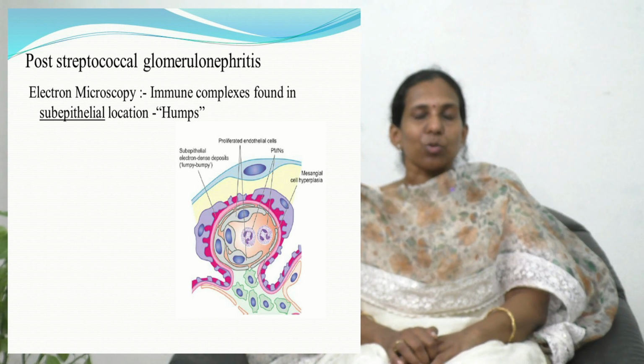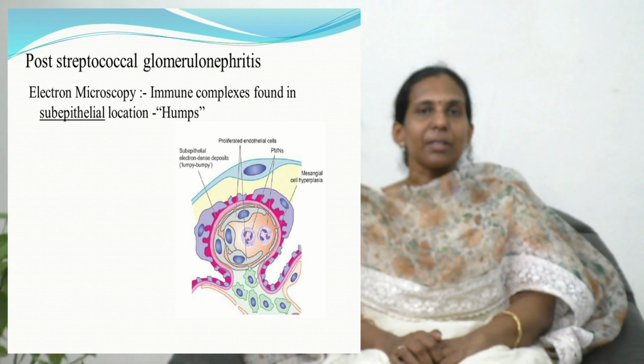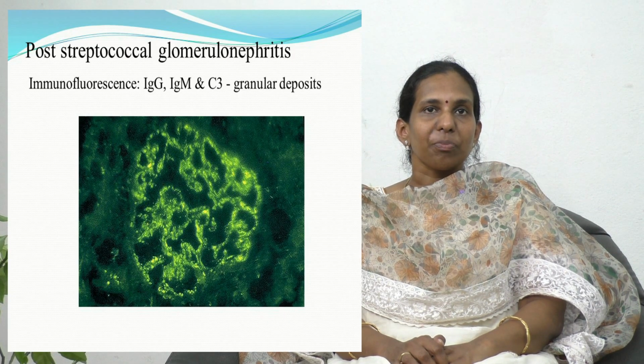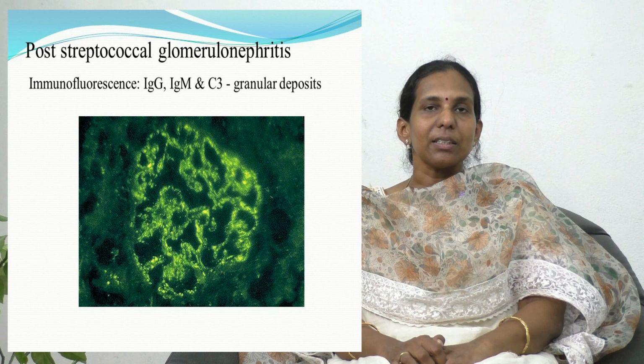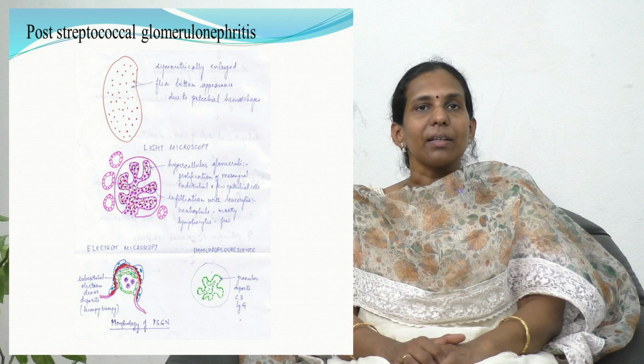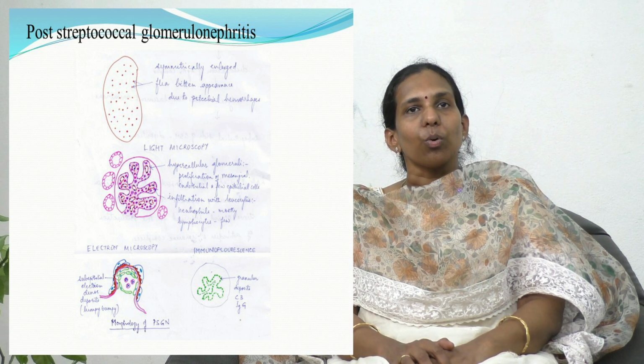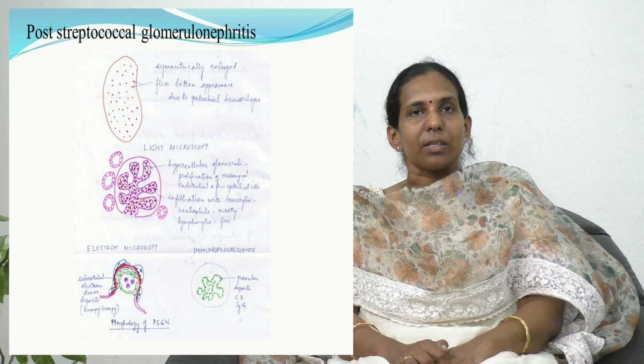Under the electron microscopy, you can see subepithelial deposits. This is the immunofluorescence showing granular deposits of IgG, IgA and C3. Finally, this is the overall view of post-streptococcal glomerulonephritis.